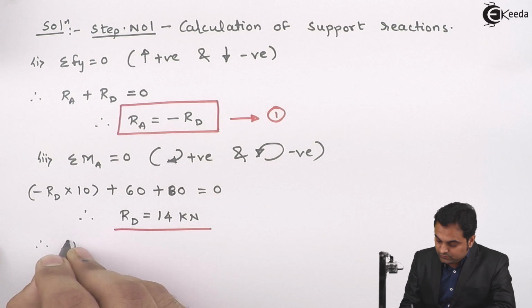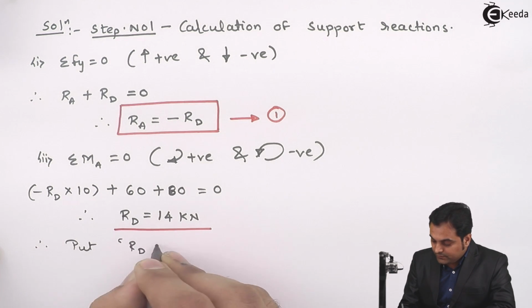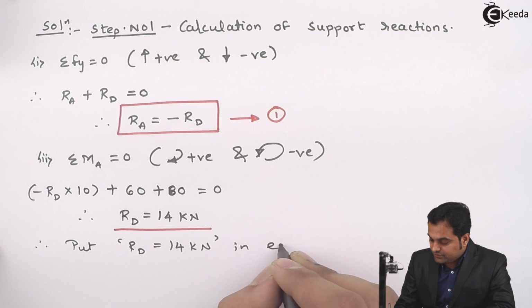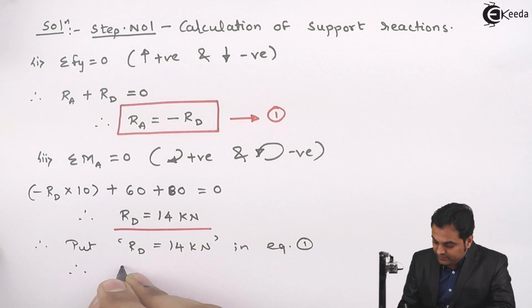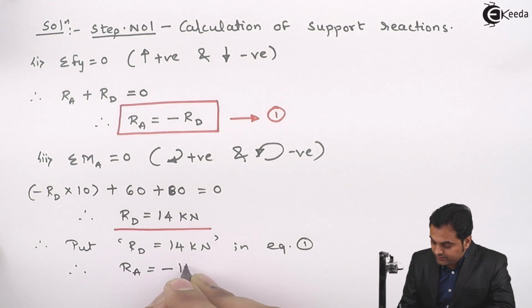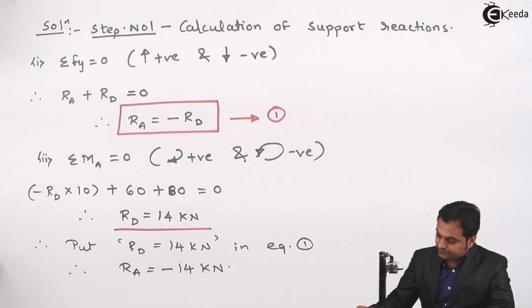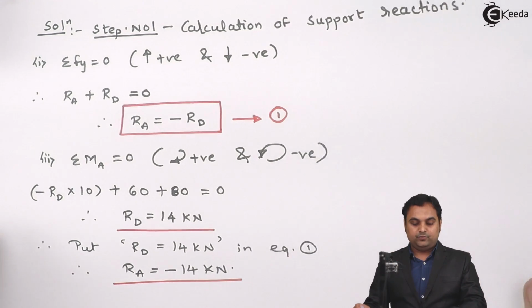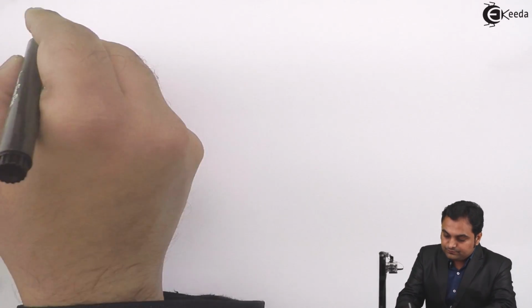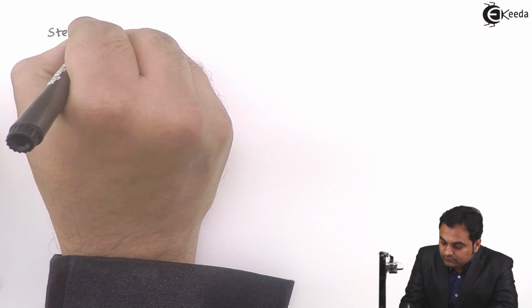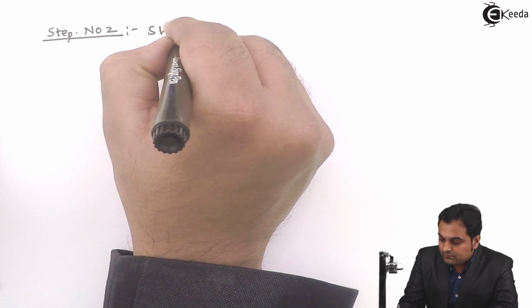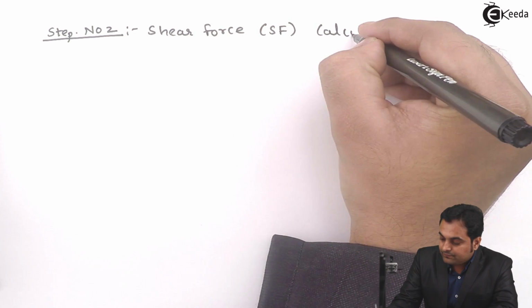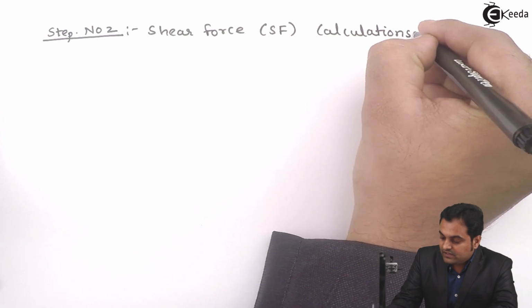Therefore, put Rd is equal to 14 kilonewton in equation 1. So we have Ra is minus Rd, so that will be minus 14 kilonewton. So here we complete step 1, that is we have calculated the support reactions. Next, step number 2. Shear force, that is SF, calculations.